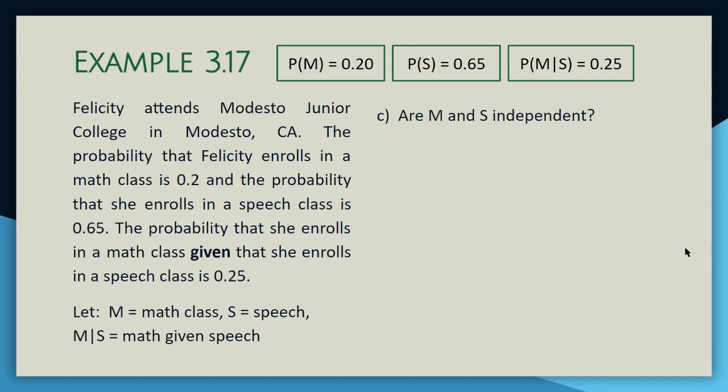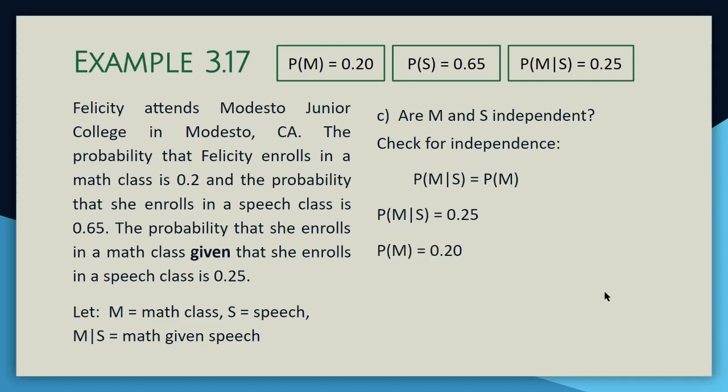So the next 2 problems are checks for independence and mutually exclusiveness. So are M and S independent? So check for independence. The given probability, math given speech, should equal the probability that she takes math by itself, and it's not. The given probability, P(M given S), is 0.25. P(M) by itself is 0.2. So we know that Felicity is more likely to take math if she's already taking speech. So M and S are not independent. They depend on each other.